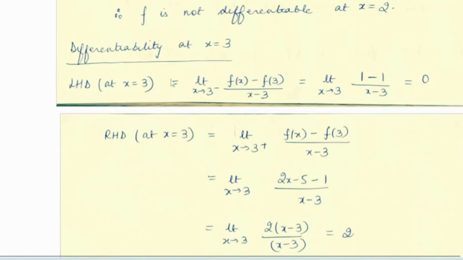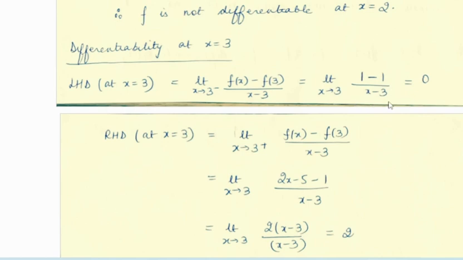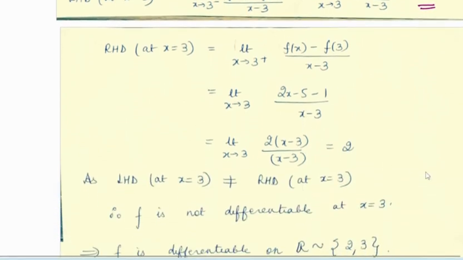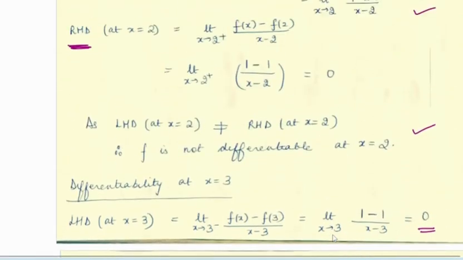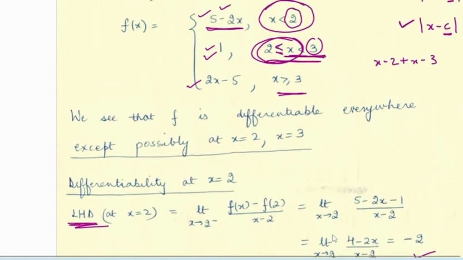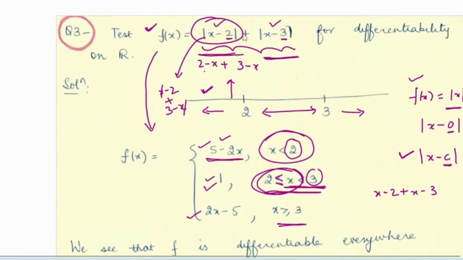So that makes the left hand derivative of f(x) at x equal to 3 as the limit as x tends to 3 of (1 minus 1) upon (x minus 3). Before taking the limit, it's coming out to be 0. So the left hand derivative at x equal to 3 is 0. Similarly, calculating the right hand derivative, the answer turns out to be 2, and hence the two answers are not matching. So you have non-differentiability at x equal to 3 also. Thus the given function is non-differentiable at 2 and 3.